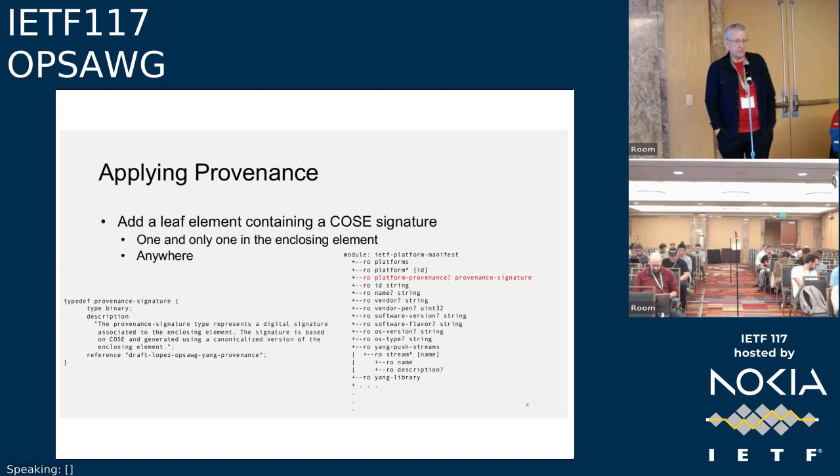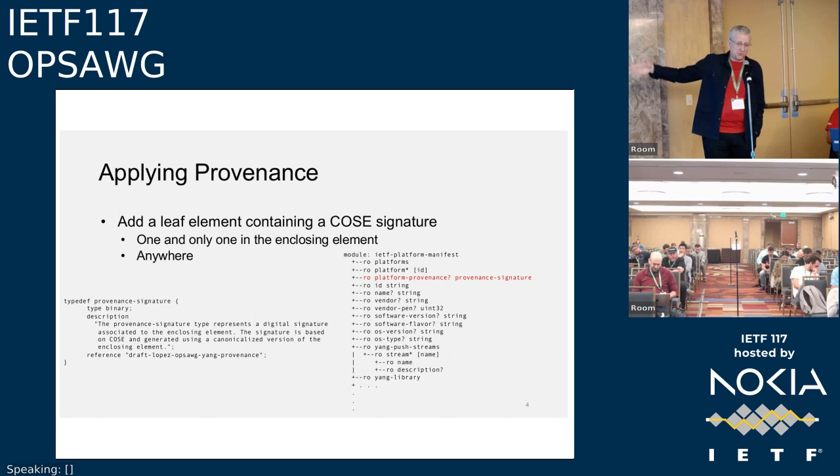For this, we are proposing to add a leaf element that contains a COSE signature, one and only once in the enclosing element. This would be the signature for the whole element in which it appears. It can be put in the schema, in the model, as a leaf anywhere. We propose a typedef in the draft, basically saying that it is a binary string, as in the case of anything producing COSE. What you have here is an example associated with the platform manifest that Jean was mentioning before. Can you move on?